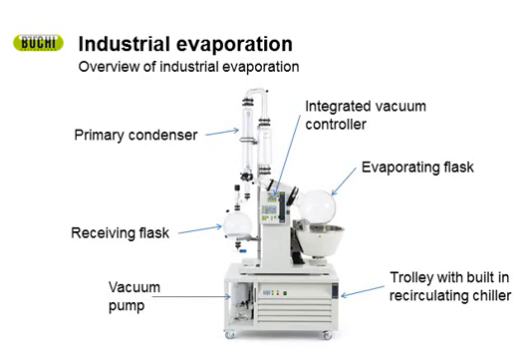You have your evaporating flask and receiving flask, the same. You have your primary condenser, vacuum pump, and controller, and also, if you notice, with this industrial evaporator, you have the chiller, which is in a compact trolley, so it's going to save space in a laboratory. And this is an all-in-one rotary evaporator. All the components that make up a rotary evaporator are controlled by that integrated vacuum controller. And like I said before, if you have the capability of doing this, work with an all-in-one rotary evaporator. It's much more efficient.